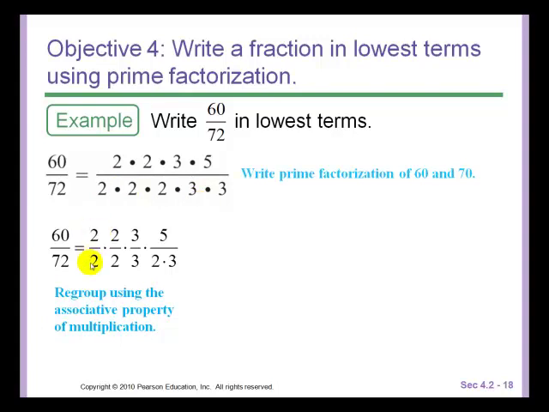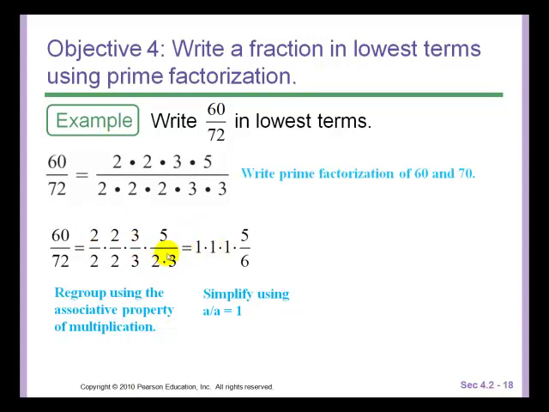So I'm going to regroup these and put one set of 2's, a second set of 2's, and then a set of 3's. Notice the 5 didn't get used, so it's still there, and there was a 2 and a 3 in the denominator that didn't get used. Now I'll use the fact that a number divided by itself is 1. 2 divided by 2 is 1, 2 divided by 2 is 1, and 3 divided by 3 is 1.